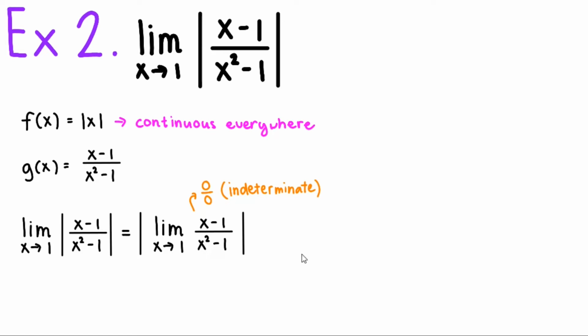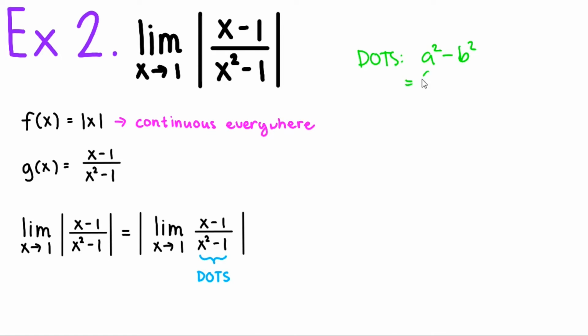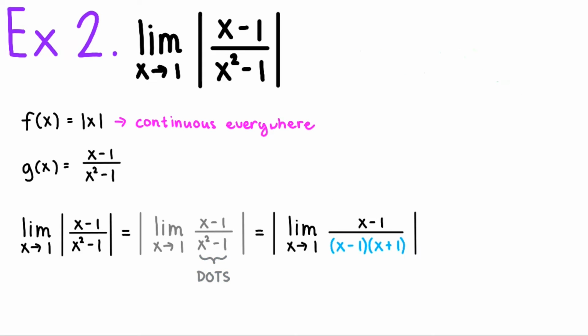Indeed, observe that this denominator out here, x squared minus 1, is of the difference of 2 squares form. So just to take note, the difference of 2 squares is given by a squared minus b squared, and we know that it factors into a plus b times a minus b. So applying this to x squared minus 1, we'll have x minus 1 times x plus 1 in the denominator. And then we can divide the x minus 1s.